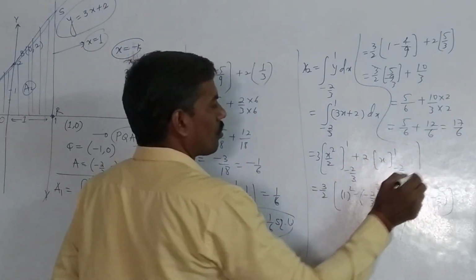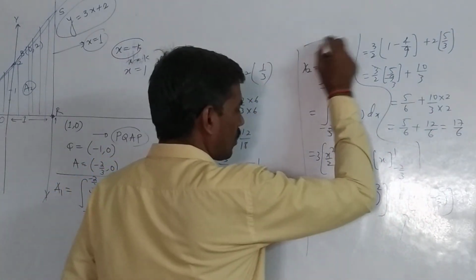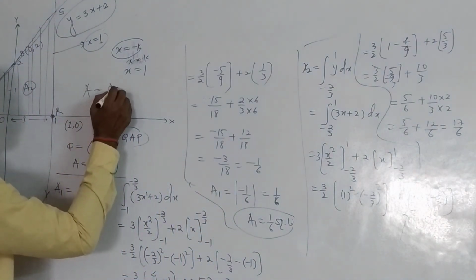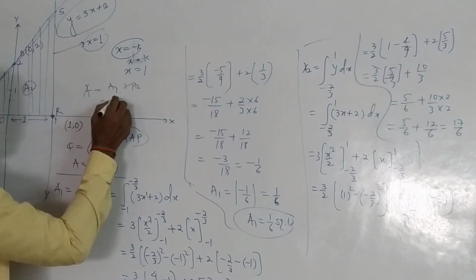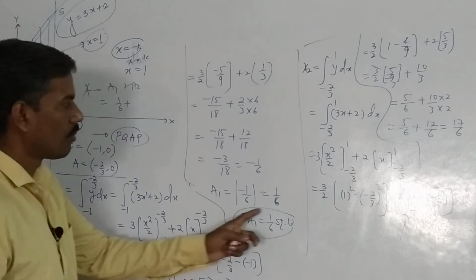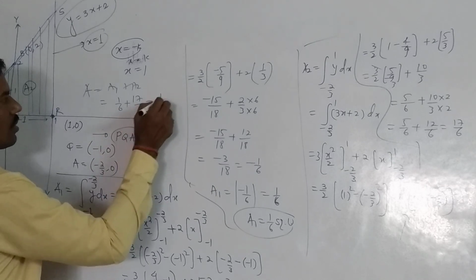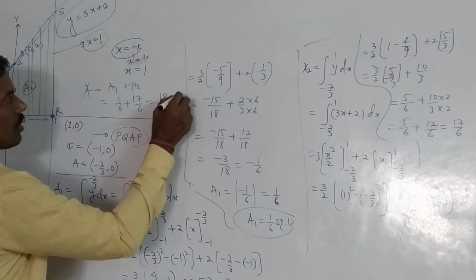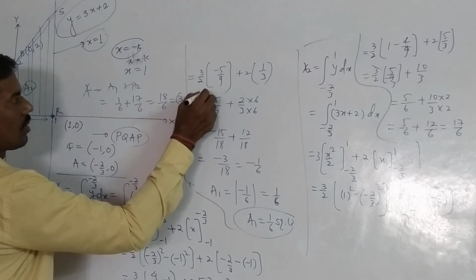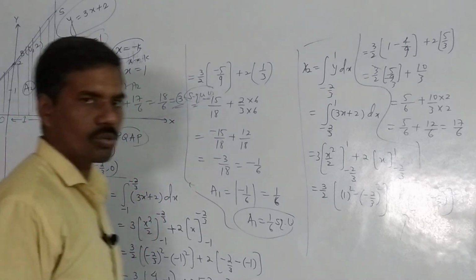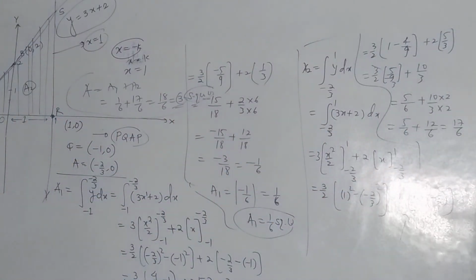So the total area A is equal to A1 plus A2. A1 is 1/6 and A2 is 17/6, that is 18/6, that is 3 square units. So the area is 3 square units.